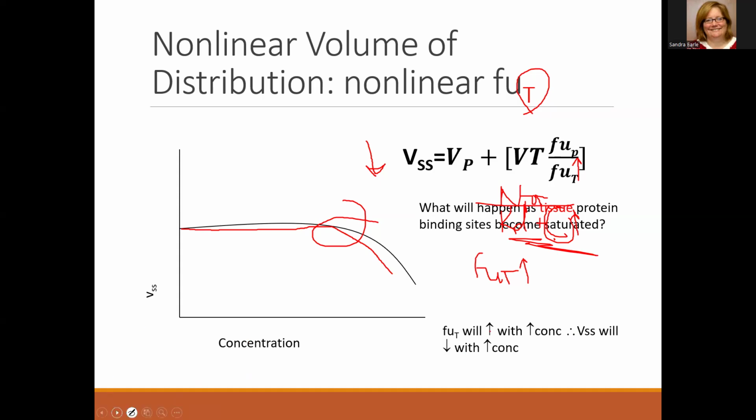So you can see how nonlinear plasma or tissue binding will cause either an increase or decrease in volume as the concentration increases. Usually it's flat though, right? Usually there's no concentration dependence. All right, that's it.